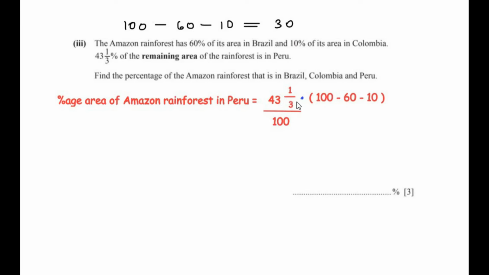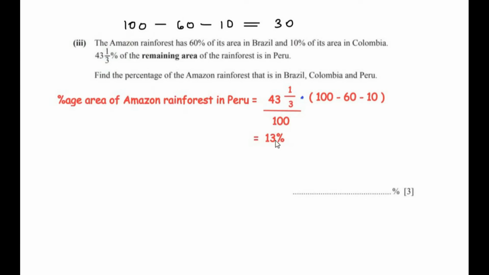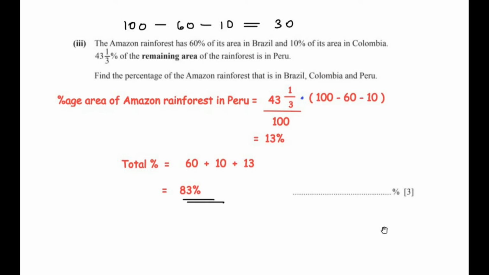Now let us see how much value we get here. So this will give us 13%, which means 13% of the total area of Amazon rainforest is in Peru. Now the question is, find the percentage of the Amazon rainforest that is in Brazil, Colombia and Peru, which means we have to add the given percentages which is in Brazil, Colombia and Peru together. So we get the total percentage as 83%. Now let us move on to the next sub-question.